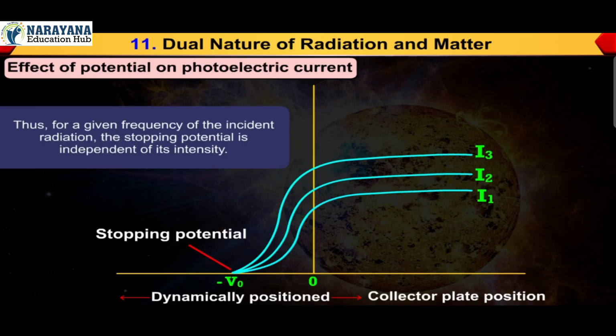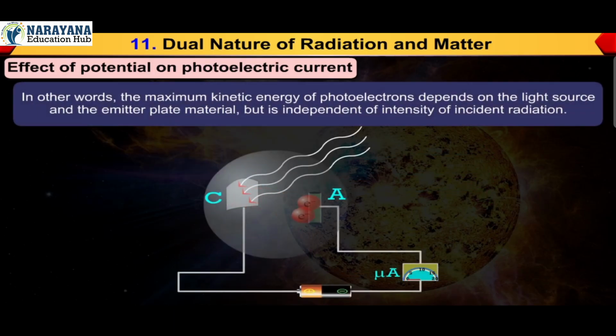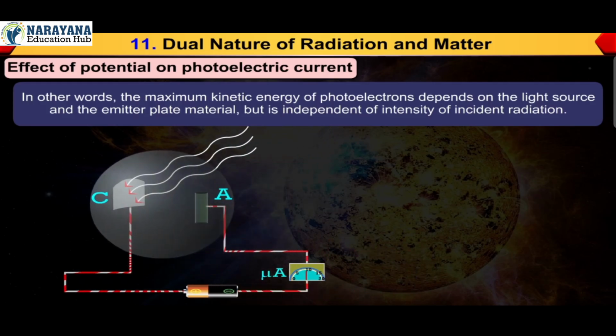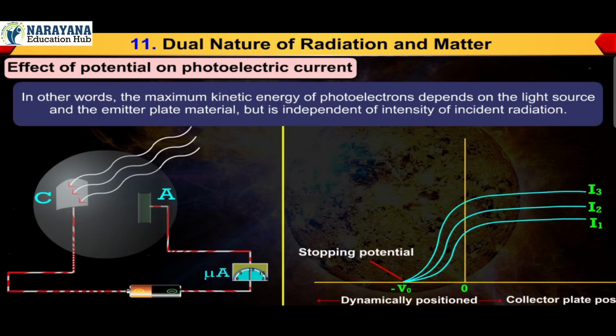Thus, for a given frequency of the incident radiation, the stopping potential is independent of its intensity. In other words, the maximum kinetic energy of photoelectrons depends on the light source and the emitter plate material, but is independent of intensity of incident radiation.